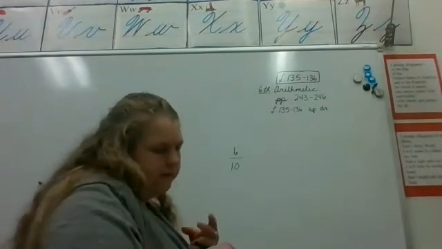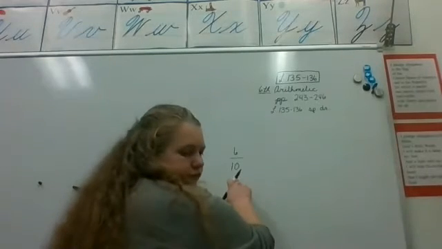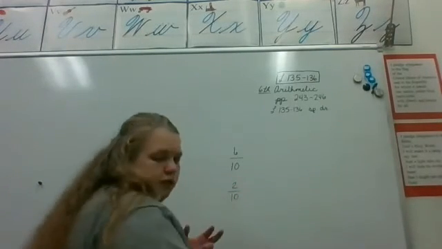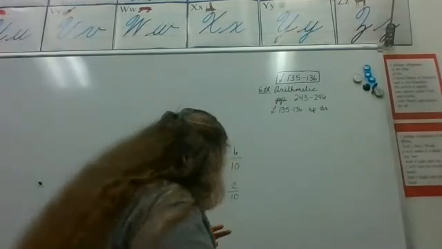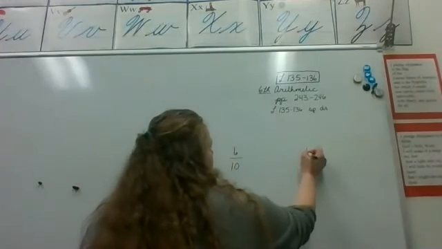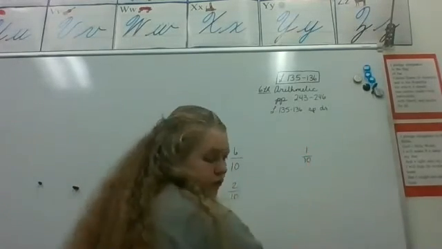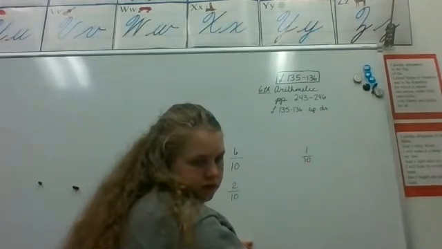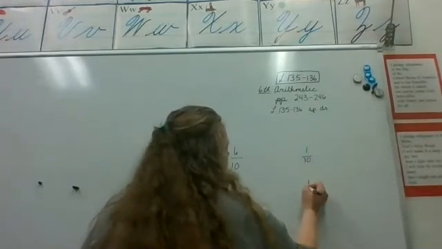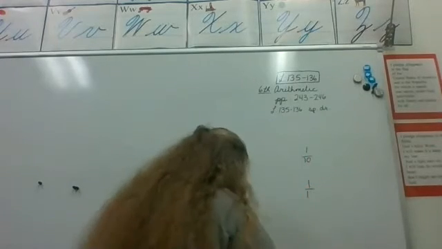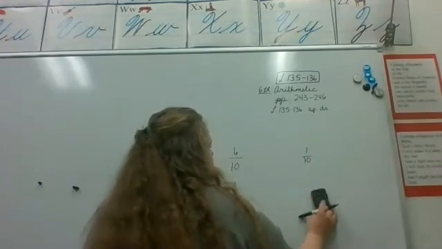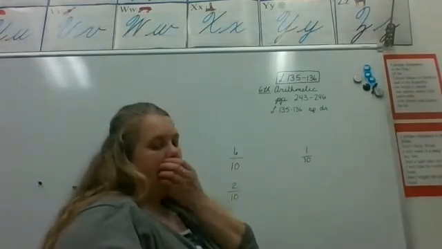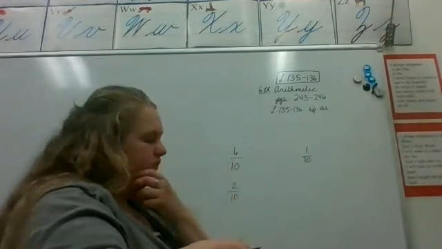So 6 out of 10 were born in Virginia, 2 out of 10 were born in Massachusetts, and 1 out of 10 were born in South Carolina, and 1 out of 10 were born in New York. So we don't have to redo the 1/10. We can do that one time, and then we'll know that we've got 2 of them that are for that.